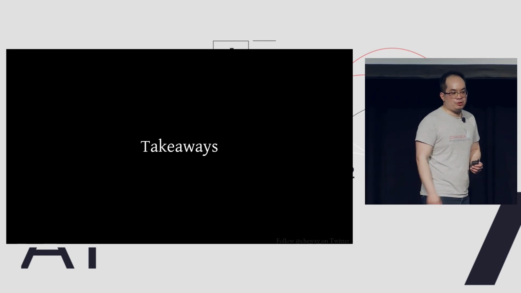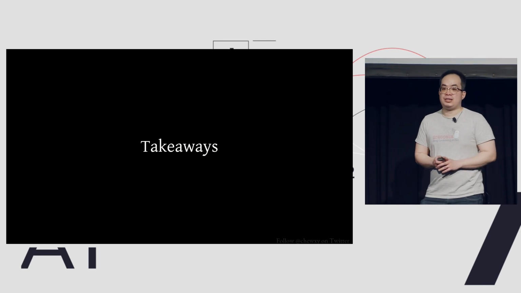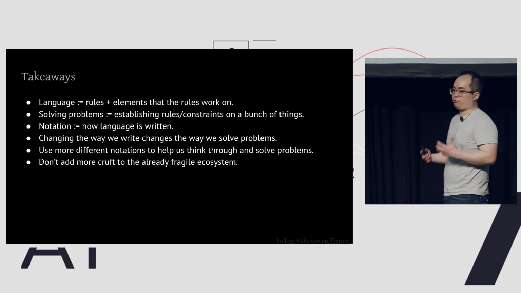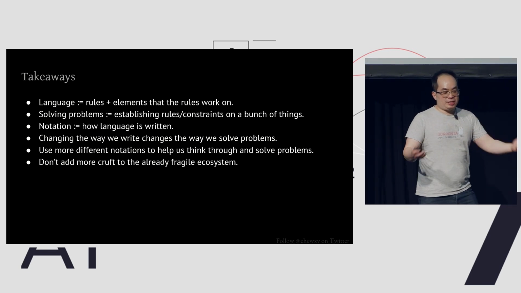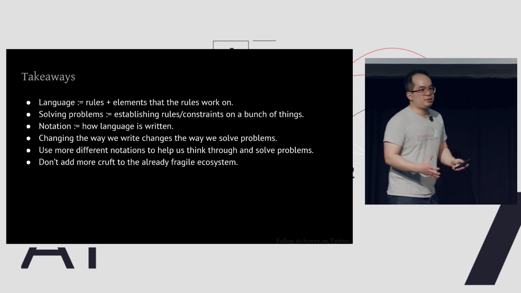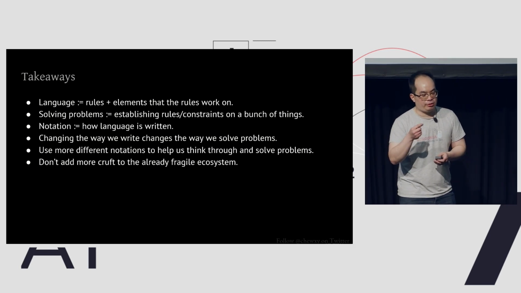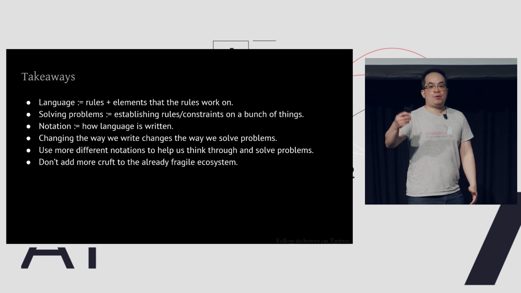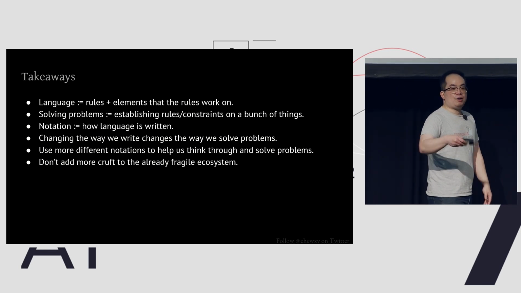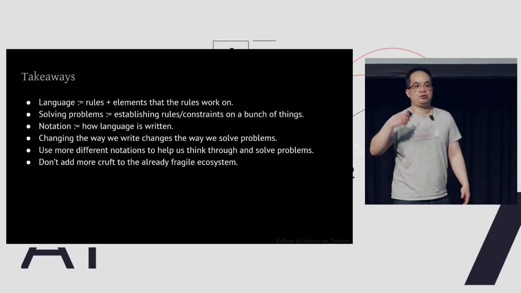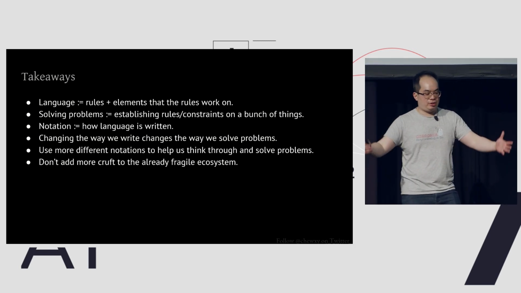So now we've come to the end of the talk. And what I want to impress upon you is this, right? Language is the structure of rules and elements of a system. We solve problems by establishing the rules and finding out what exactly are the elements of the problem. In short, we use language to solve problems. When we write language down, we call that notation, and it's used to manipulate terms of the language.